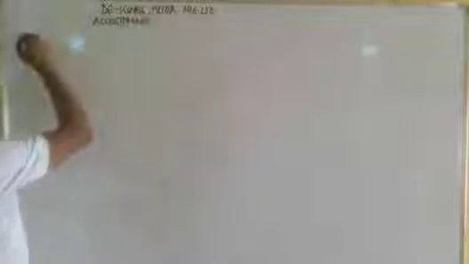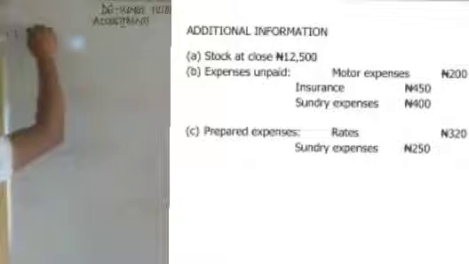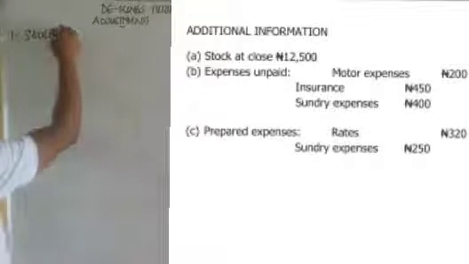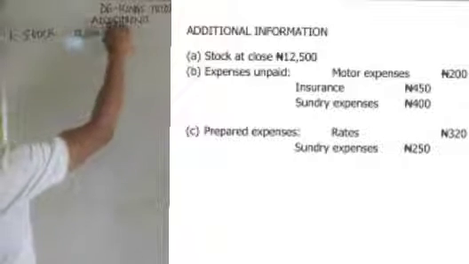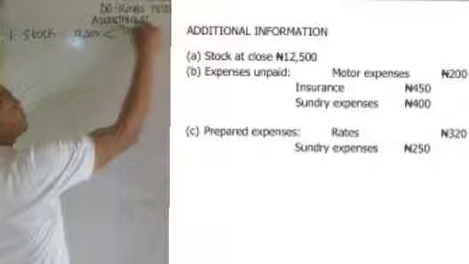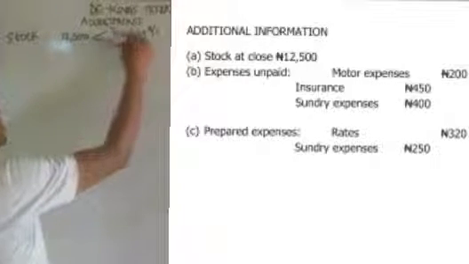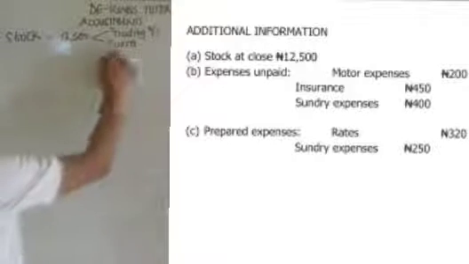Now it's the adjustment. That's the first item I want to do. The first item in the adjustment is stock, which is 12,500. So stock is going to two places. The first one is the trading account, to go up as closing stock, while the next place it is going is the balance sheet.